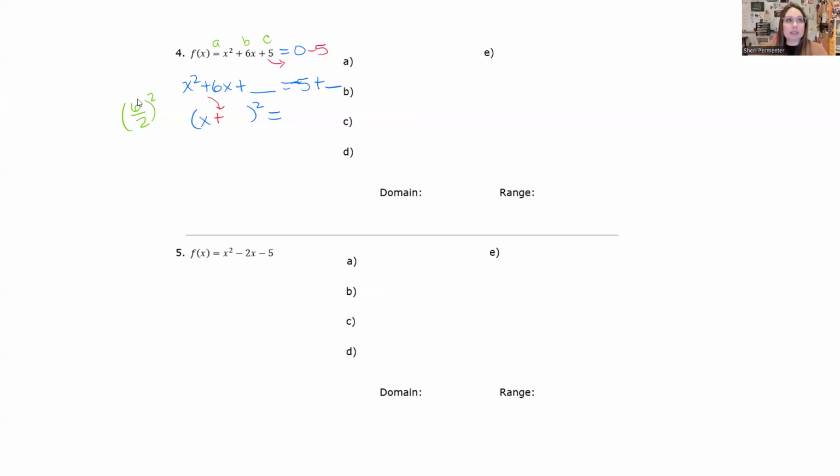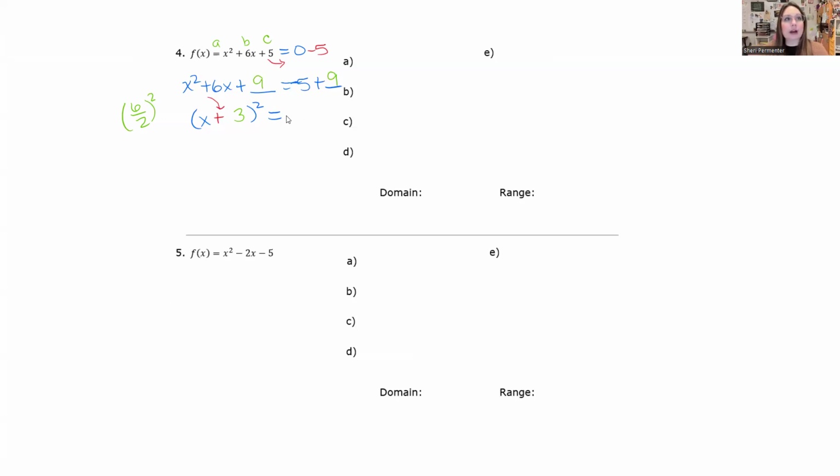6 divided by 2 is what's in parentheses, so it stays in parentheses. 6 divided by 2 is what? 3, so that's what stays in parentheses, 3. And now I'm going to work my way up to fill in my 2 blanks. So 3 squared is what? 9. So I'm going to add 9 to both sides.